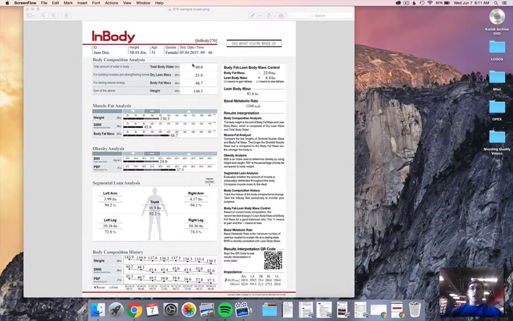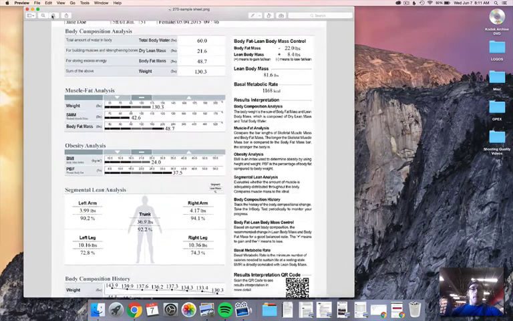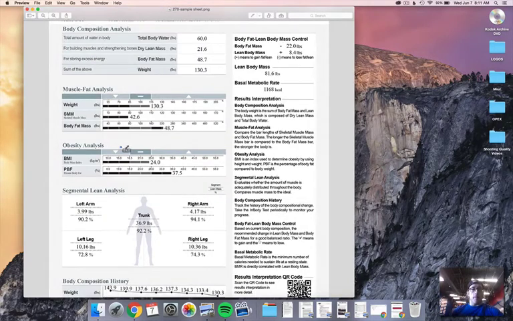The body composition analysis more or less is compiling all that data. How much water is in your body, that's in your cells and outside of your cells. Dry lean mass, that's your muscles, all that kind of stuff. Body fat mass, and then your weight. But what's really cool about it is this muscle fat analysis, obesity analysis, and the segmental lean analysis. So kind of going through that here.